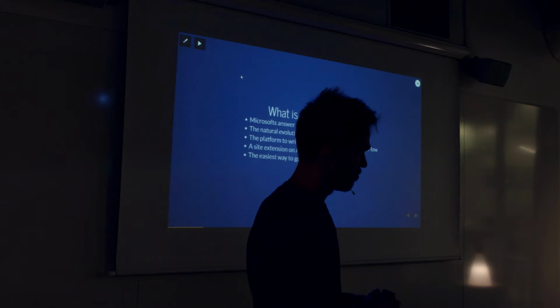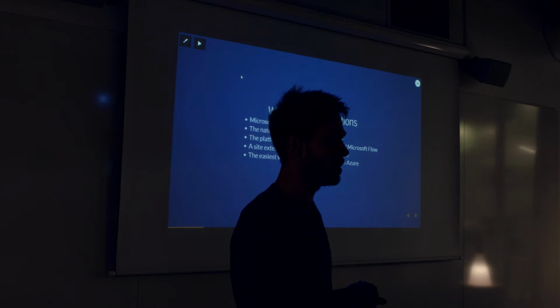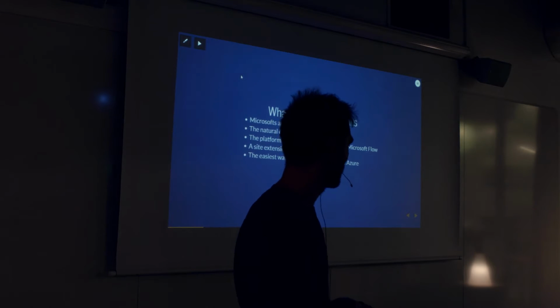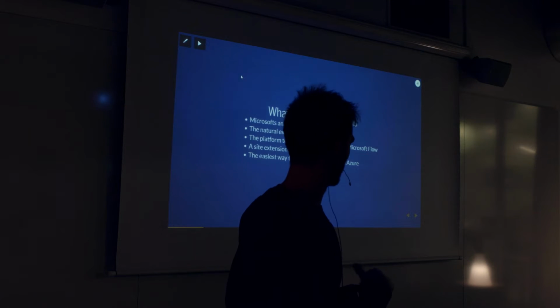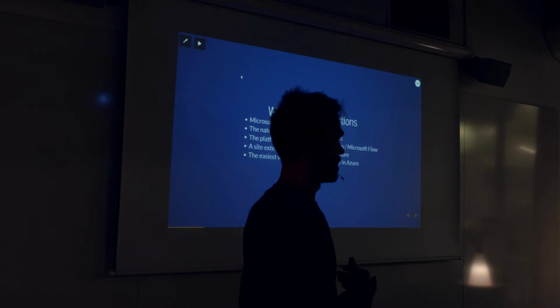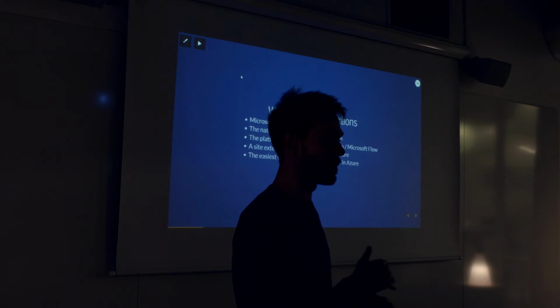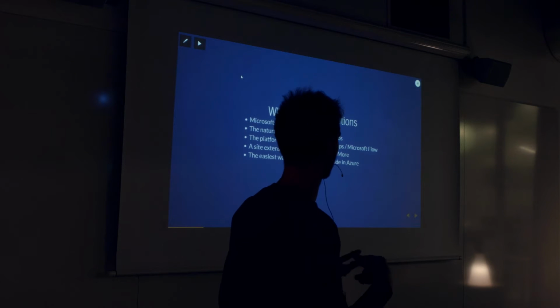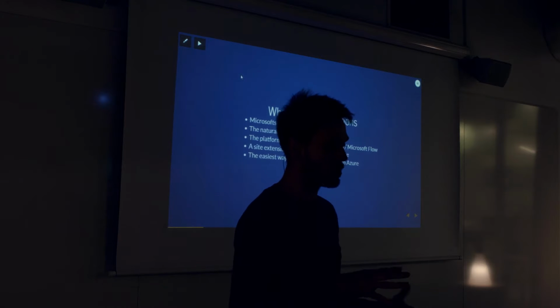Microsoft was a little late to this game. I think AWS Lambda was generally available in 2014, maybe 2015. But Microsoft didn't have this until last year. Around this time last year was the public preview of Azure Functions. So they had to come up with something because they could see Amazon getting momentum.